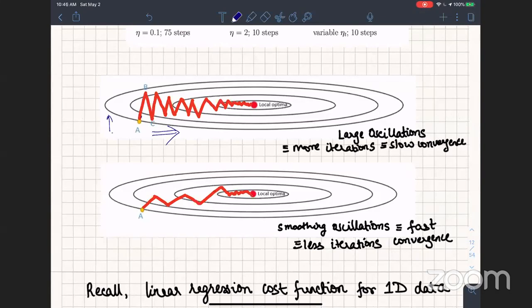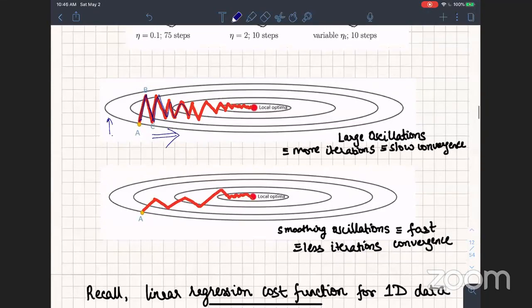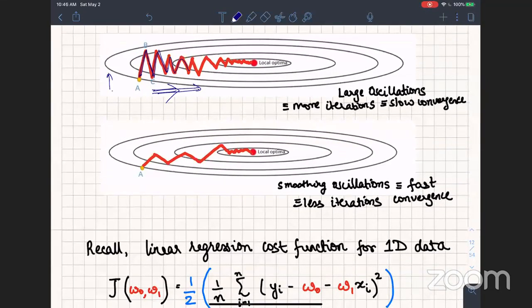So you want to decrease your oscillations from top to bottom, right? So you want to decrease the vertical part of that step that you're taking. So you would want to go as quickly as possible to the center horizontally. So there's a thing called smoothing oscillations, right?